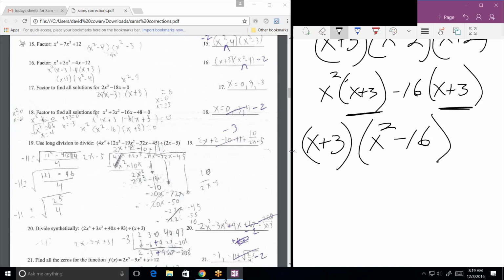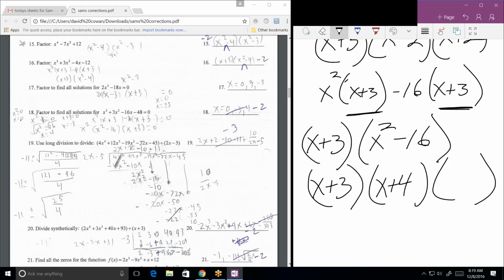That's, again, difference of perfect squares. So how does that factor? X plus 4, x minus 4. Okay. What are your solutions? 4, negative 4, 3. Not 3. Negative 3.